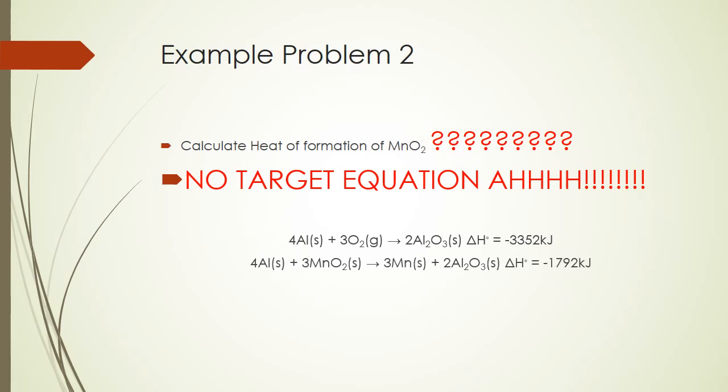Yay, we're on to example problem 2. Now, this is what I would like to call one of the tricky but non-tricky problems. It's typically going to ask you something like this. Calculate the heat of formation of MnO2. Now, you're probably freaking out because there's no target equation given. What do you solve for? Well, don't fret. You've been given 2 equations in black, which are your given equations, and you actually form the target equation, believe it or not. I'm going to show you how to do that.